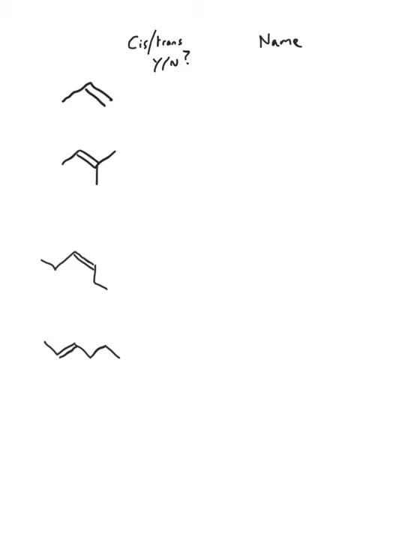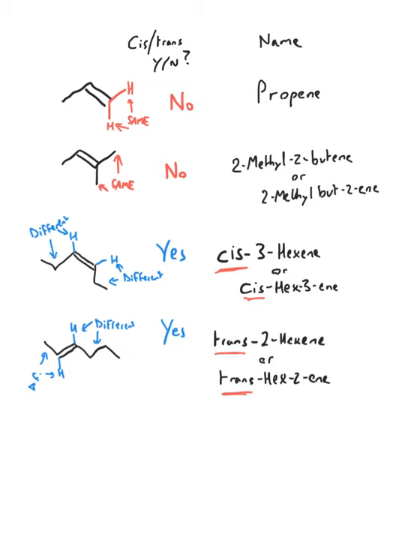Let's practice some naming. So identify which of the following compounds have cis-trans isomerism and name them accordingly. You may pause now. And here are the answers.